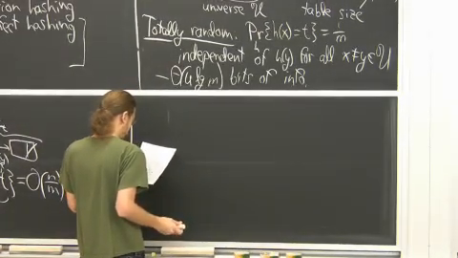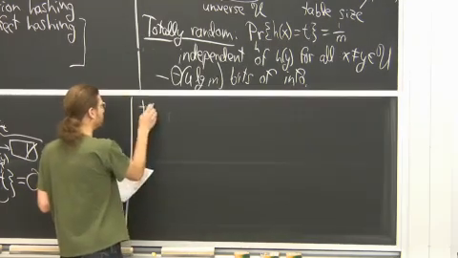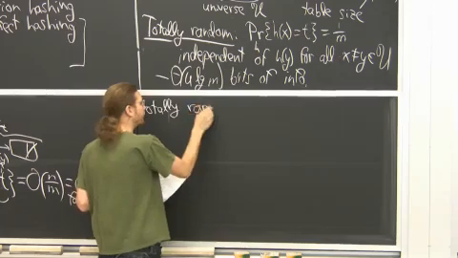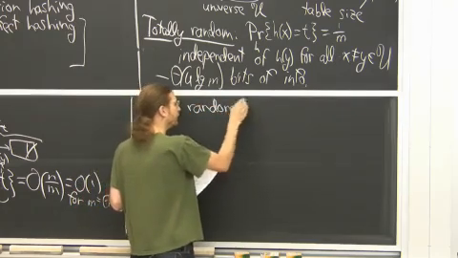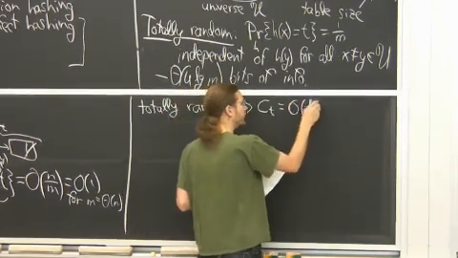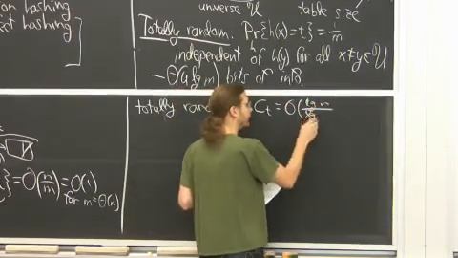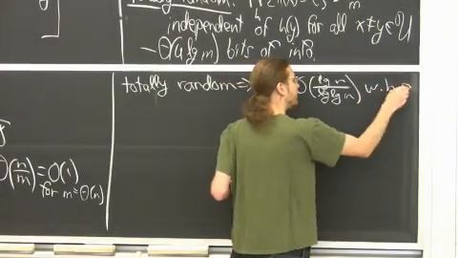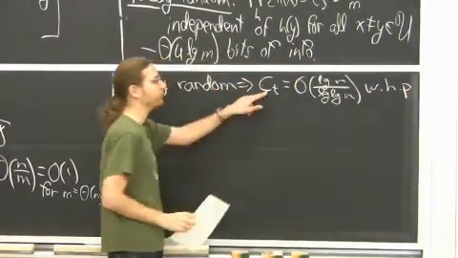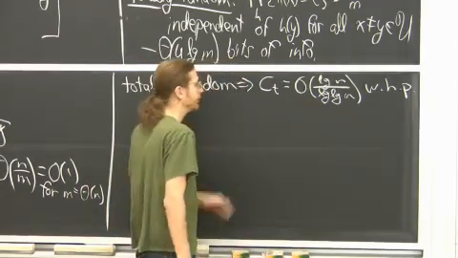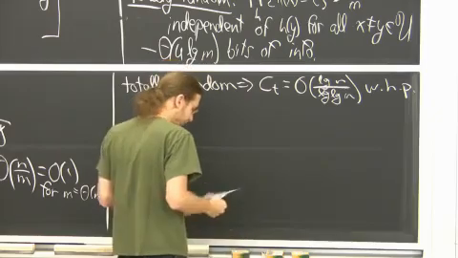So let's start with, if your hash function is totally random, then your chain lengths will be order log n over log log n with high probability. They are not constant. In fact, you expect the maximum chain to be at least log n over log log n. I won't prove that here. Instead, I'll prove the upper bound.